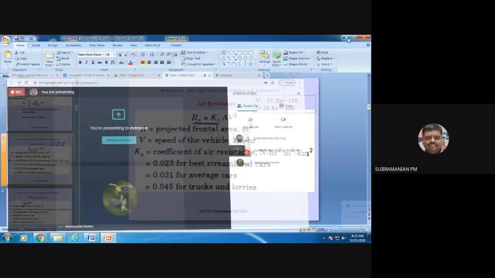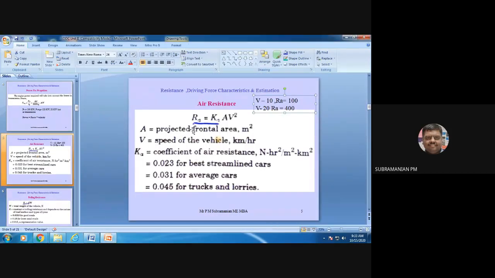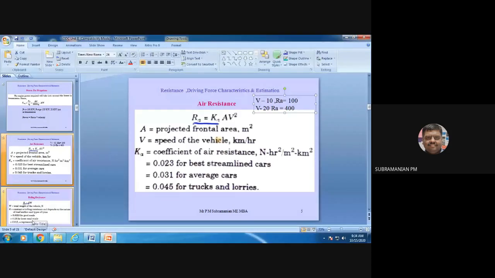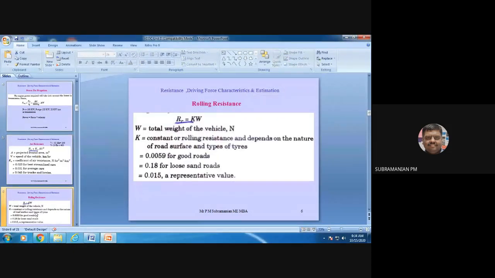So now you copy this formula. Formula for air resistance. You can see air resistance is equal to Ka into A V squared. Okay? Copy this formula. Yes, sir. Copied. Okay. So next, we will go to rolling resistance.